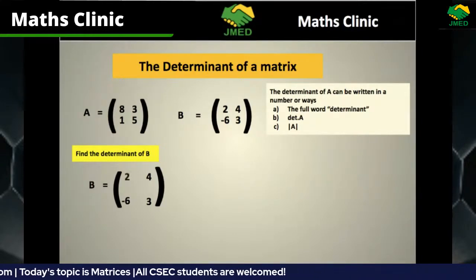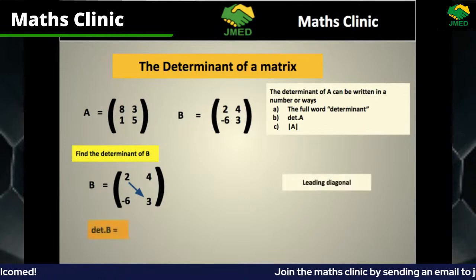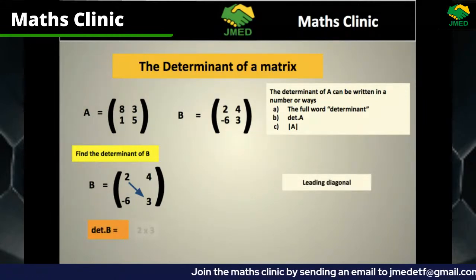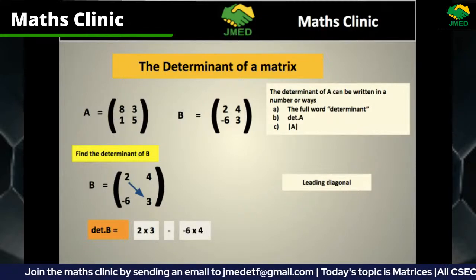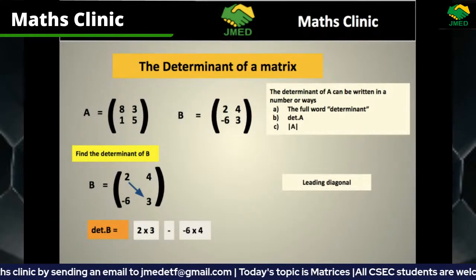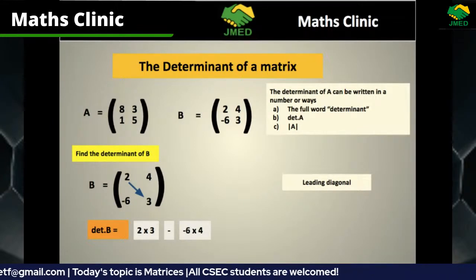Let's have a go. So we identified the leading diagonal. Always important to do that. And then we can do the rest of the work. The determinant of B would be 2 times 3, take away 4 times minus 6, or minus 6 times 4. So that's the first stage. And if you write that down, if it's a 2-mark question, that's 1 mark already because you have stated the correct method.